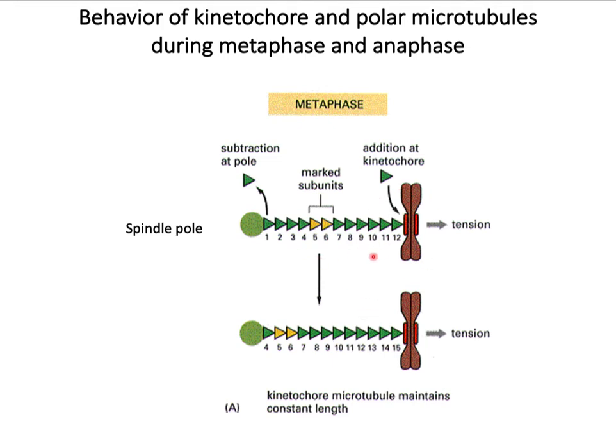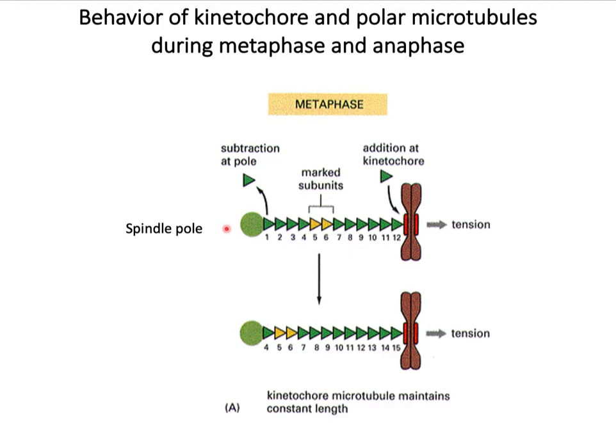So you are getting constant addition at the plus end, and it is the plus end that is interacting with the kinetochore region. And you are getting constant subtraction at the minus end. And we have seen this before when we discussed microtubules. But the rate of subunits on is equal to the subunits off, and that is why you get the maintenance of this constant length of these kinetochore microtubules during metaphase.